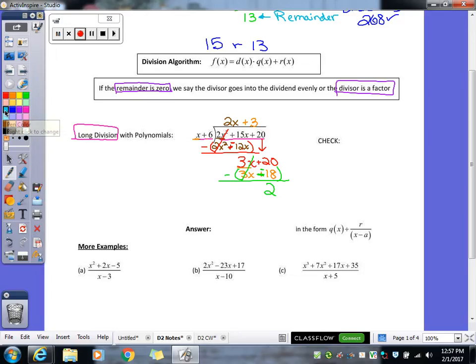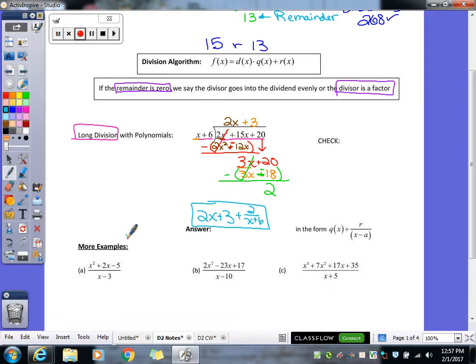Now the way we write our answer with our polynomials is we start with our quotient up above, so it would be 2x plus 3. We don't write the little r anymore. The way we write our remainder this time is it's 2 over x plus 6, 2 over whatever your divisor is. And that would be our final answer for that.